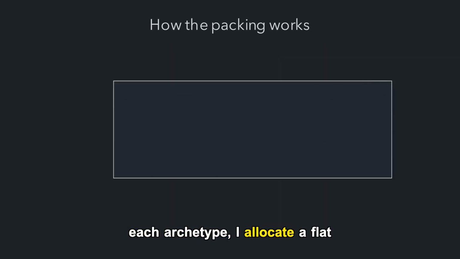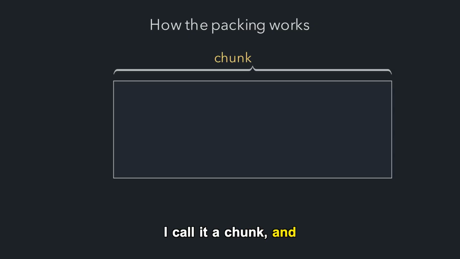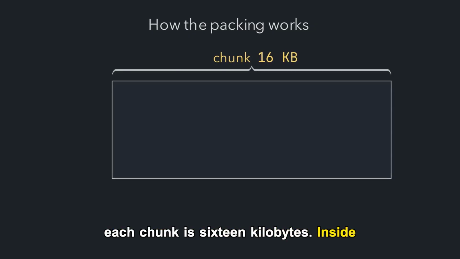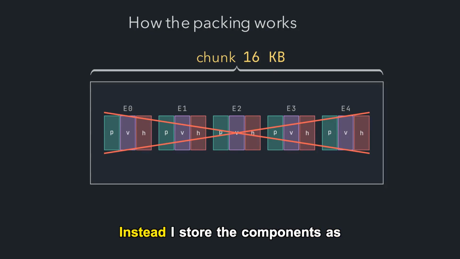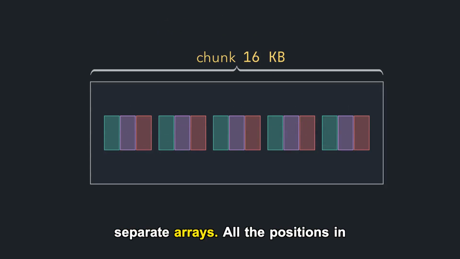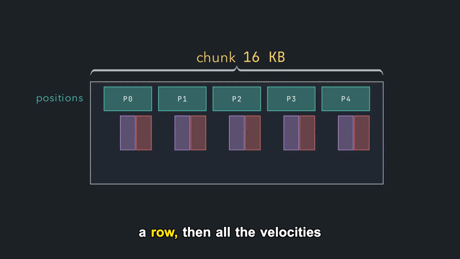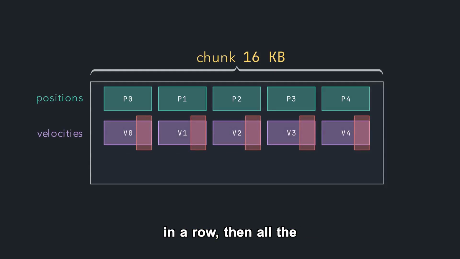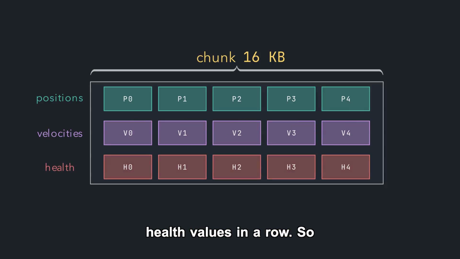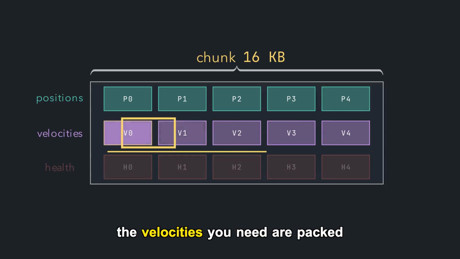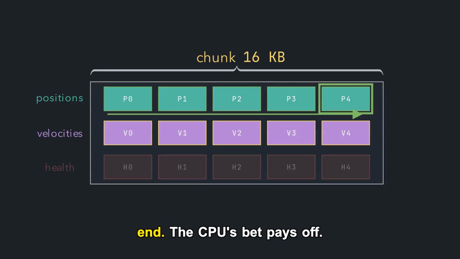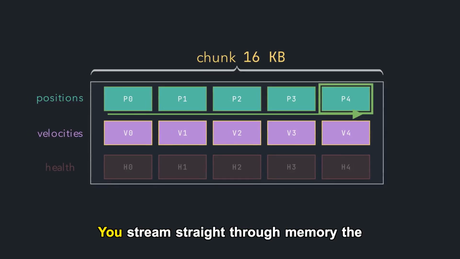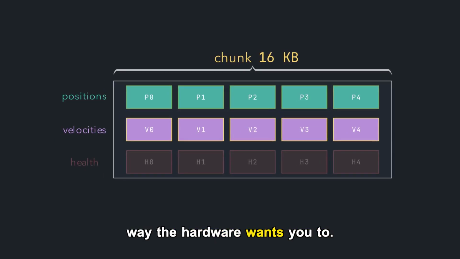Here's how the packing works. For each archetype, I allocate a flat buffer, a fixed slab of memory. I call it a chunk, and each chunk is 16 kilobytes. Inside that chunk, I don't store entities one after another as whole objects. Instead, I store the components as separate arrays. All the positions in a row, then all the velocities in a row, then all the health values in a row. So if you're running that move loop, the velocities you need are packed end to end, and the positions you're writing are packed end to end. The CPU's bet pays off. You stream straight through memory the way the hardware wants you to.